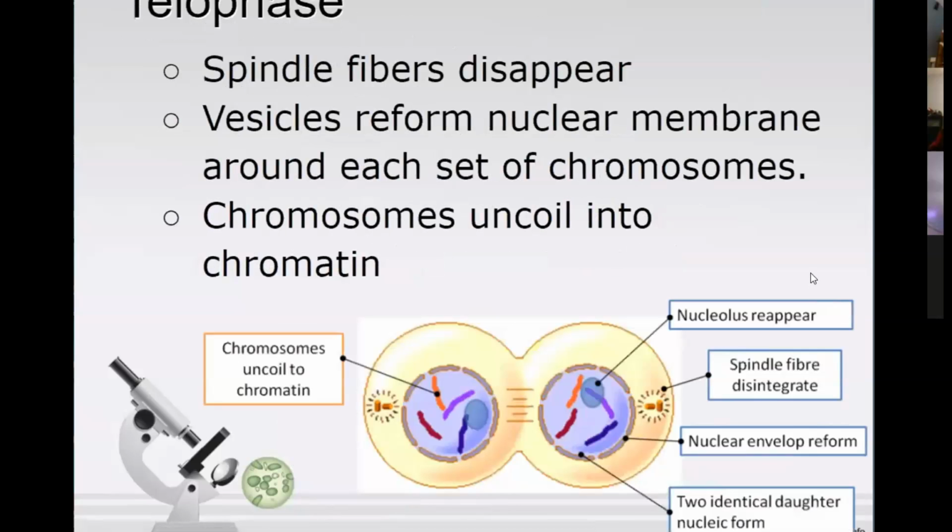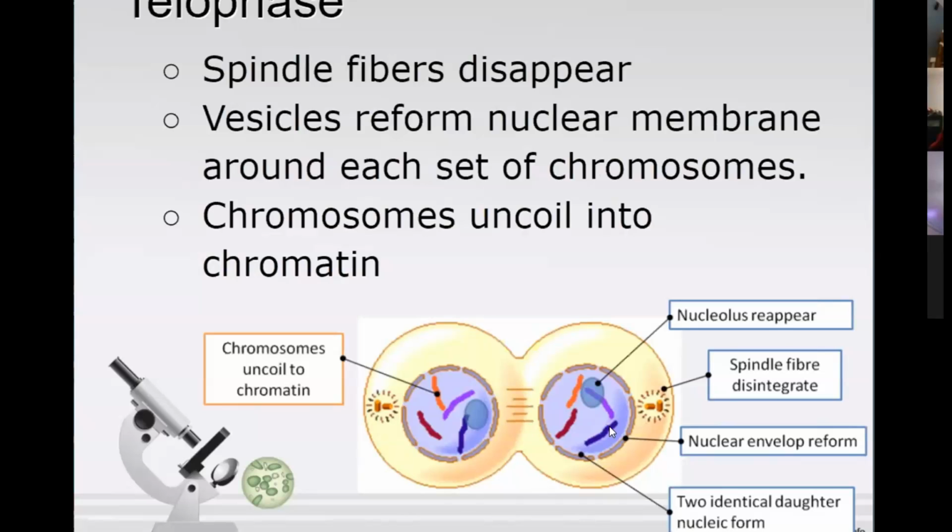During telophase, everything that happened in prophase unhappens. So the chromosomes will uncoil, become chromatin again. The nuclear membrane is going to reform. So spindle fibers disappear. The vesicles, they all come together. Remember, they were storing components of the nuclear membrane. So they're going to come together and reform that nuclear membrane. And then everything uncoils and becomes thin again. So in the end, each daughter cell has the exact copy of the original parent cell.